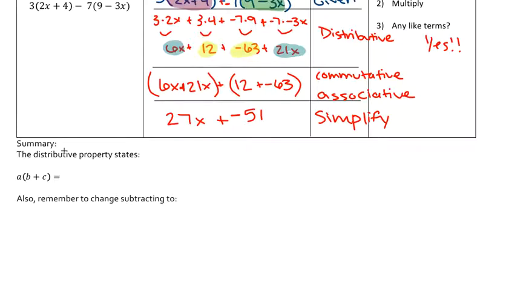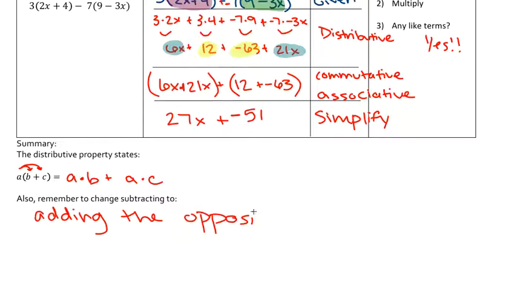Okay, so distributive property says if I have A times quantity B plus C, I can do A times B plus A times C. So I distribute. Pew, pew. Okay, and we're always going to change subtracting to adding the opposite. Okay, and that is it.